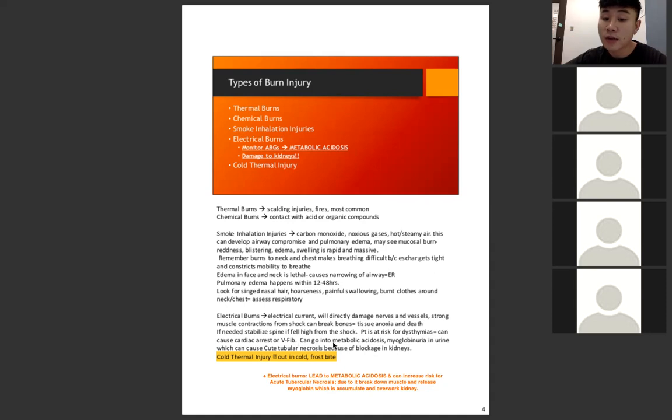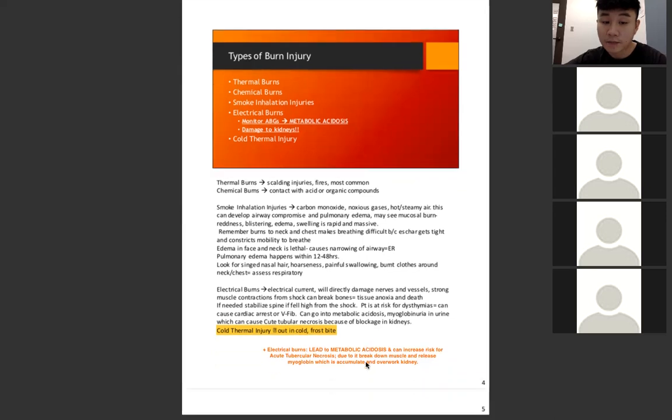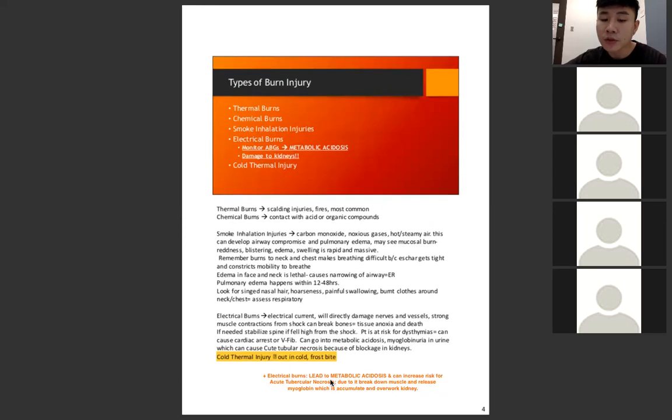The patient can also go into metabolic acidosis and have myoglobinuria in the urine, which causes acute tubular necrosis because of the blockage in the kidneys. So what does that really mean? The reason why electrical burns lead to metabolic acidosis and can increase risk for acute tubular necrosis is because it breaks down muscle and releases myoglobin, which accumulates and overworks the kidney.